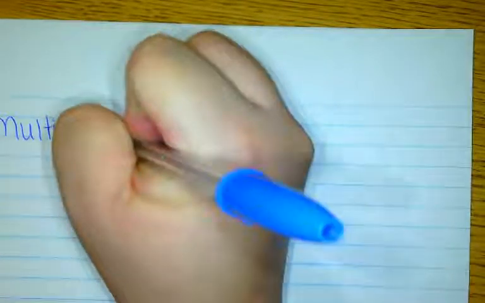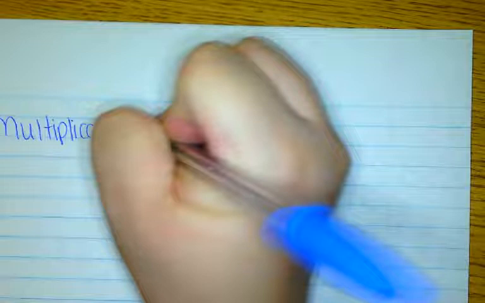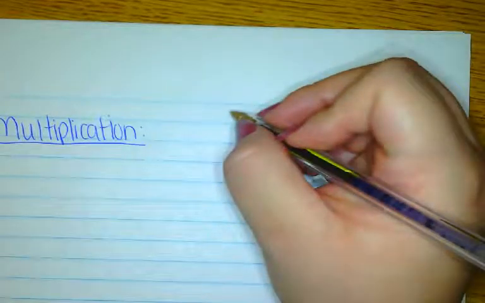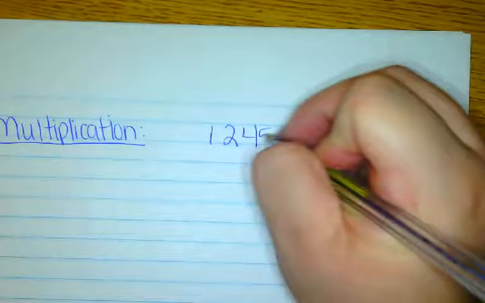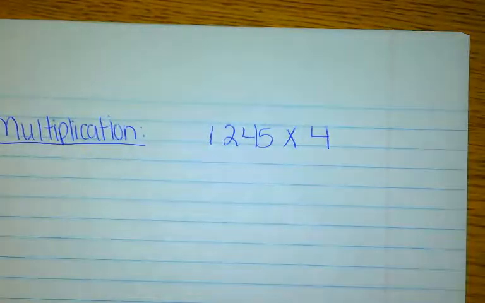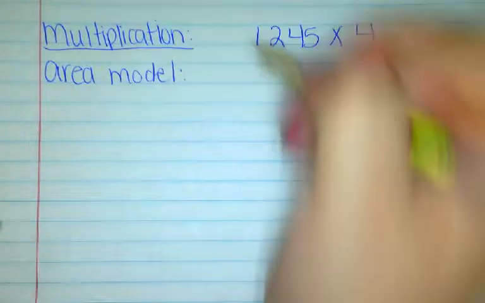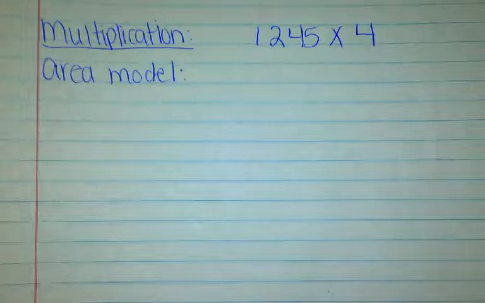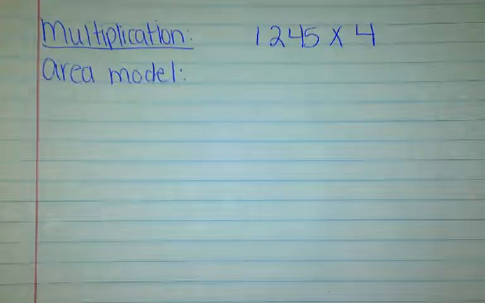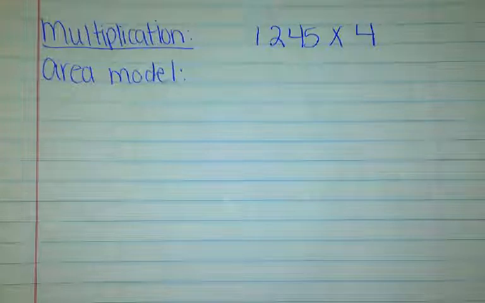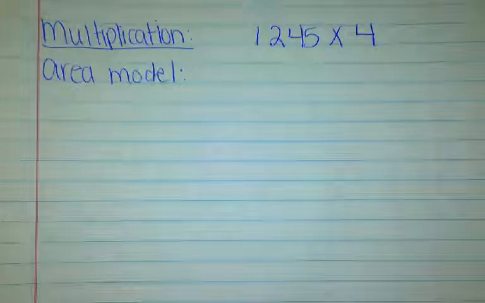Multiplication. It's 1,245 times 4. We are going to do it area model first. Okay, so what do I do in area model? The box. And you put the 4 on the side. So you're supposed to already be drawing the box.